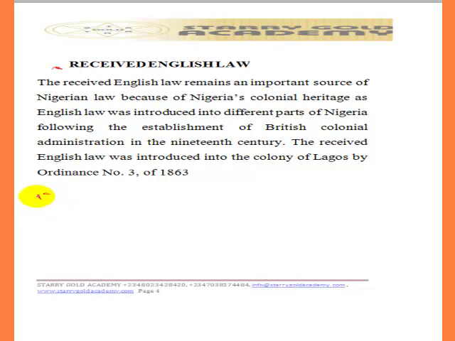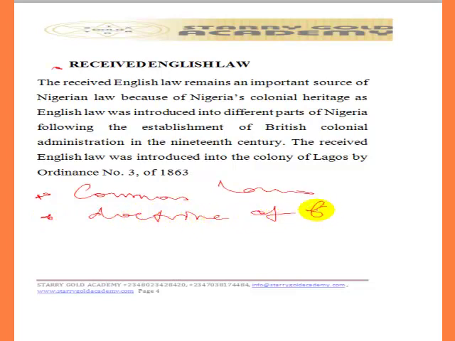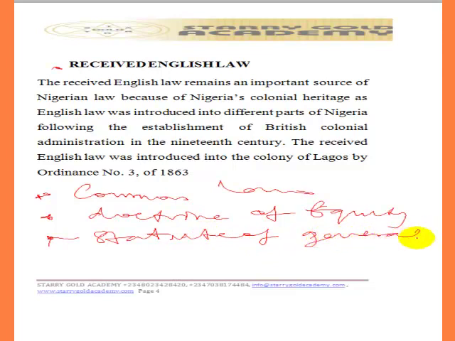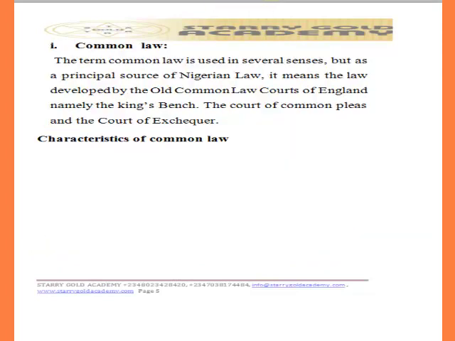We have common law, which we are going to examine later. We have number 2, doctrine of equity. And we have number 3, statutes of general application. So these are the 3 branches of received English law. So let us look at each of them.